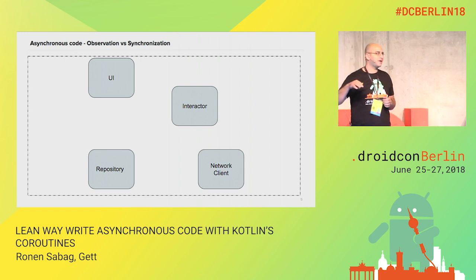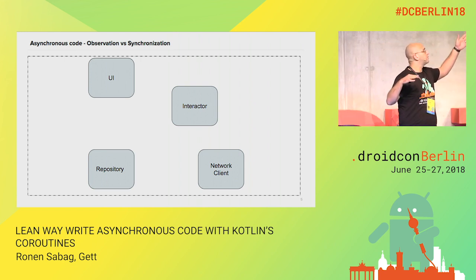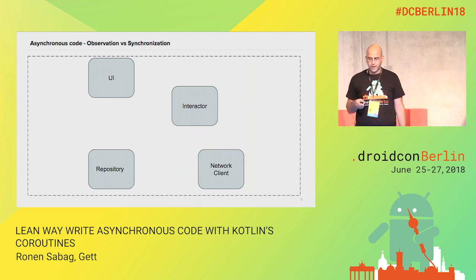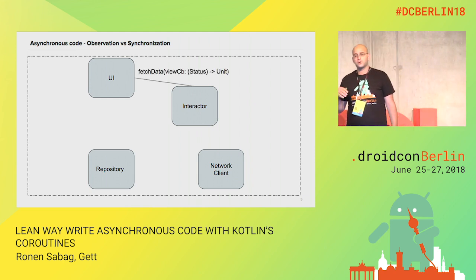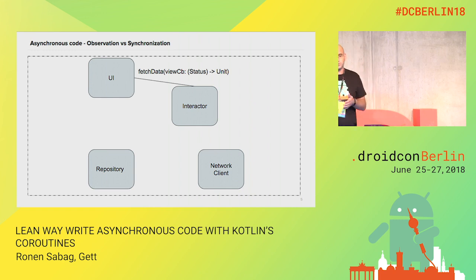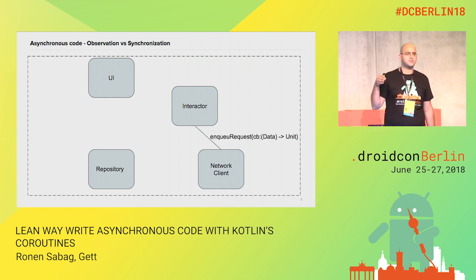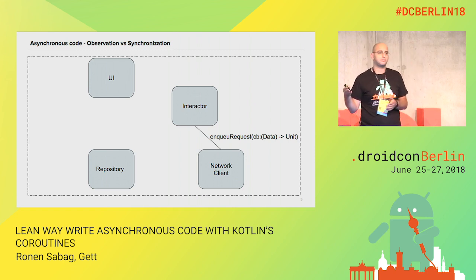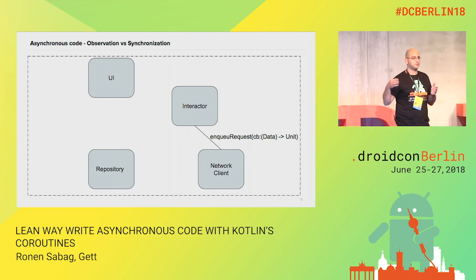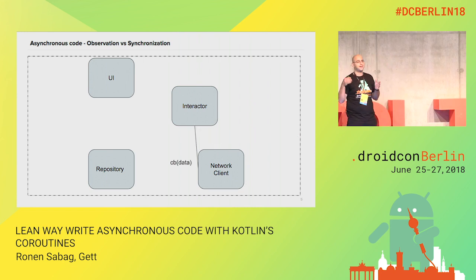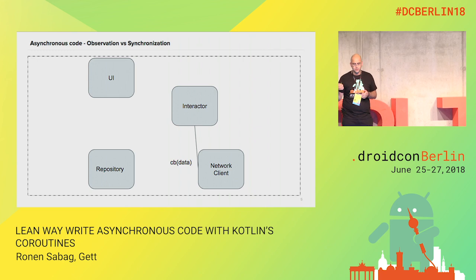So let's say that we have this architecture that, for example, takes repos from GitHub and displays them on the UI. The UI will call the interactor, and we give it some callback, because we can't do network on the main thread, so we need to do it in another thread. The interactor will first enqueue the request with the network client. Let's say that we're using Retrofit, so it's going to enqueue it. And after that, you're going to go to the repository and put the data there. So this was a synchronization.